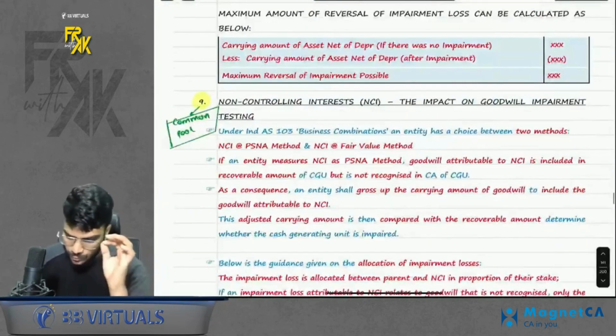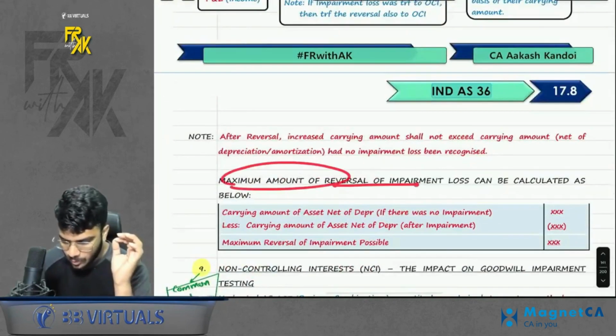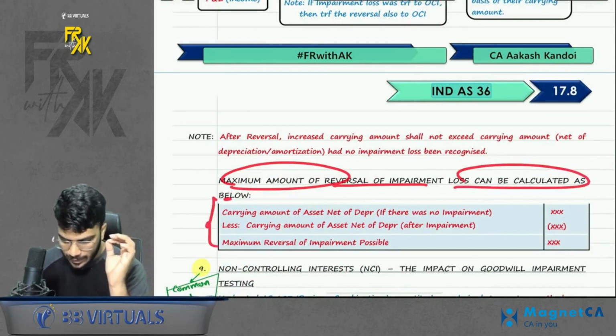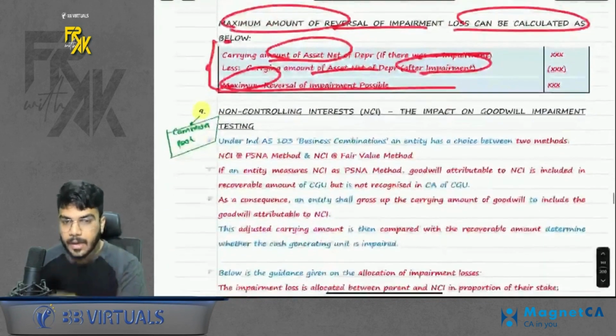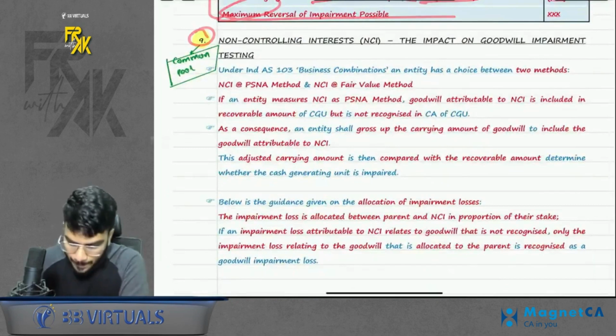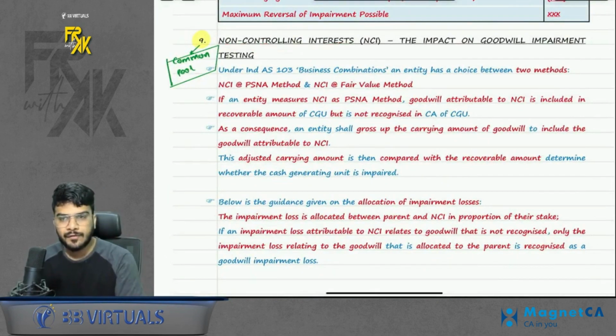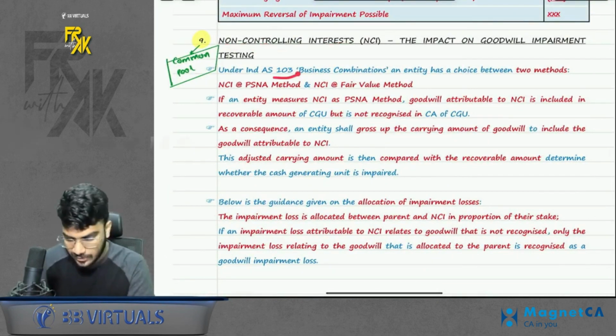Okay. So here it is given the maximum amount of reversal. How do we compute it? It is given the carrying amount if no impairment and the carrying amount after impairment. You will get the maximum reversal. Simple. Now there is one more point, point number 9. That is non-controlling interest. As of now, we have not done IND AS 103 in our class, right?